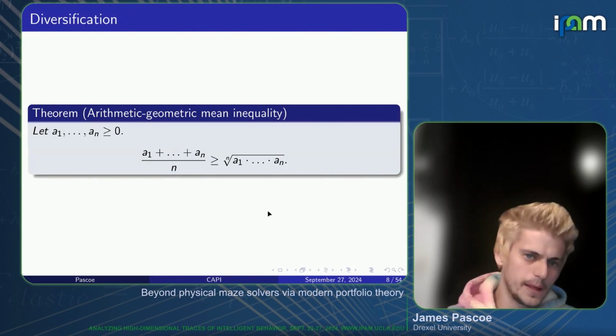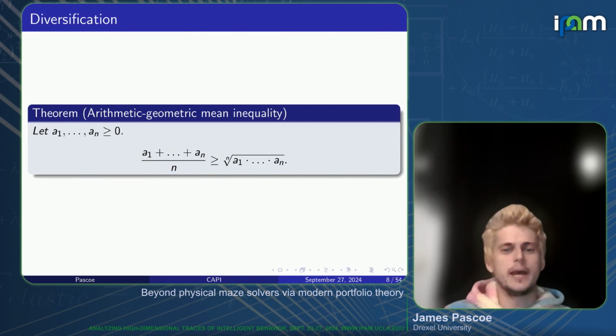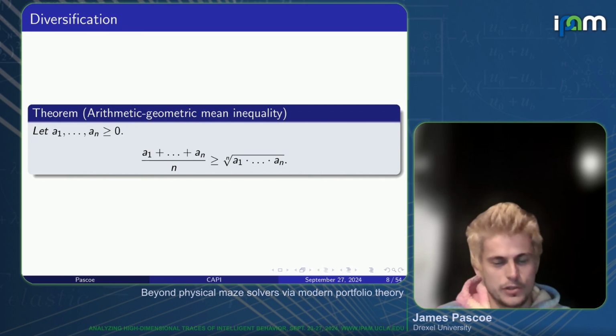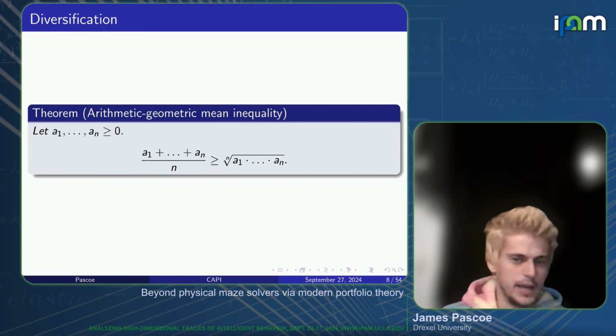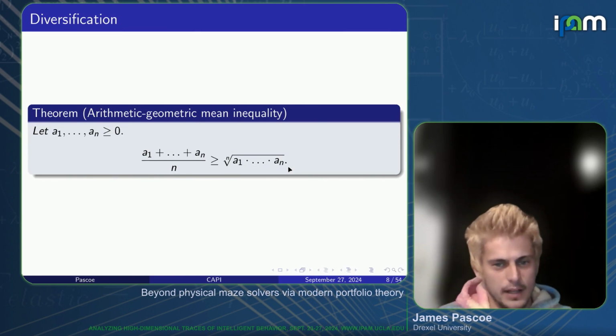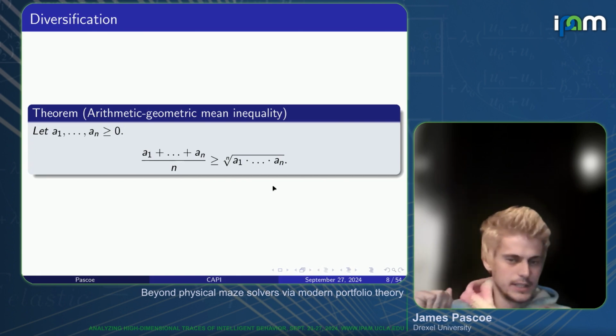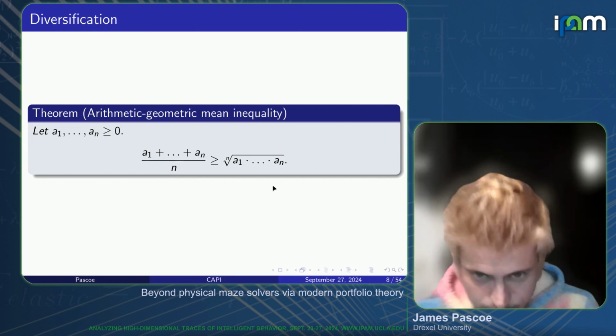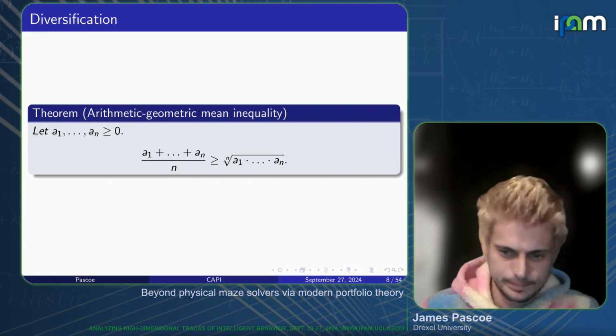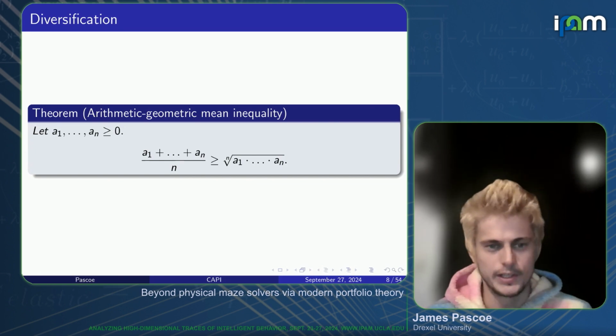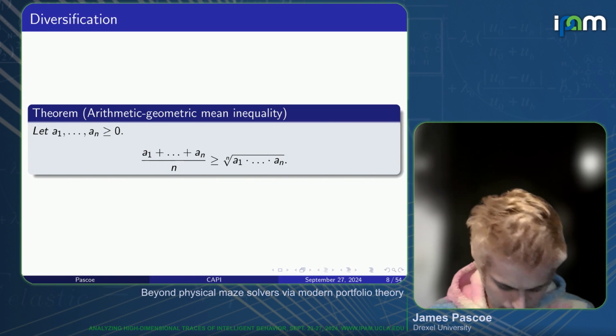Okay, so diversification is well captured by something known as the arithmetic-geometric mean inequality. If I have a sequence of positive numbers and I take their average, that's always going to be bigger than their geometric average. And so this says that doing things in parallel, or making bets in parallel, which is the arithmetic side, is going to beat making bets in sequence. So this fundamentally captures a lot of what diversification is about.